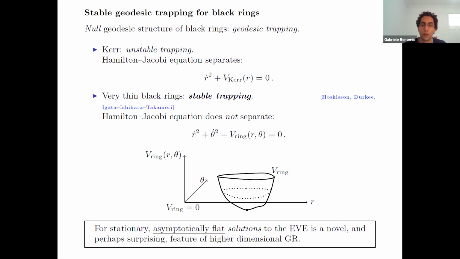Here I should stress that the appearance of stable trapping for black rings is non-trivial and somewhat surprising. For stationary asymptotically flat solutions to the Einstein vacuum equations, this is really a novel feature of higher dimensional GR. So this doesn't appear in 3+1 dimensional general relativity.